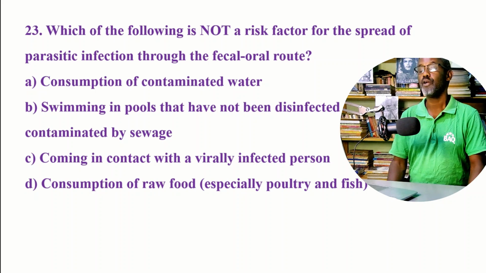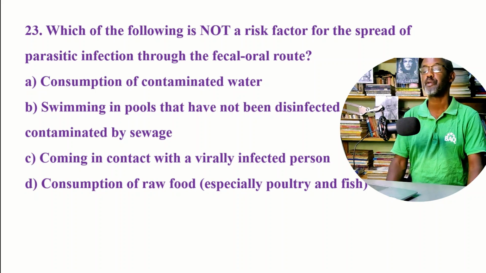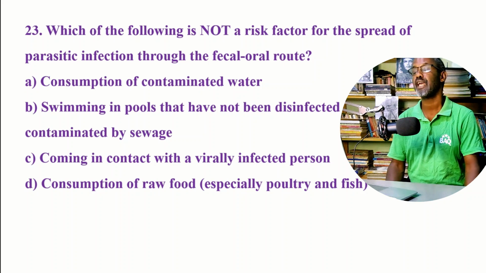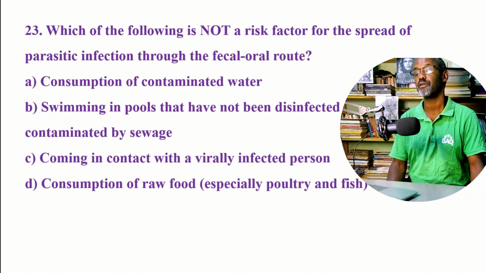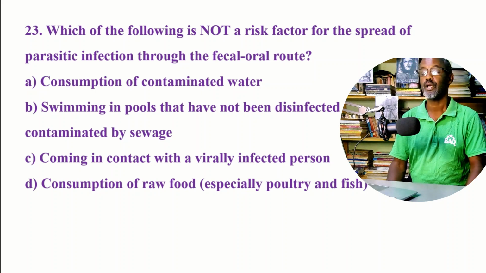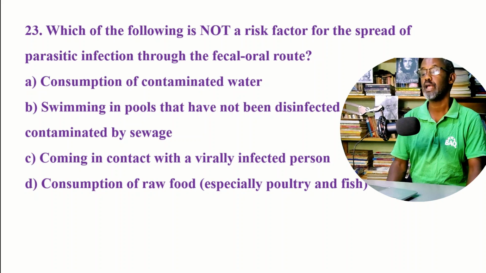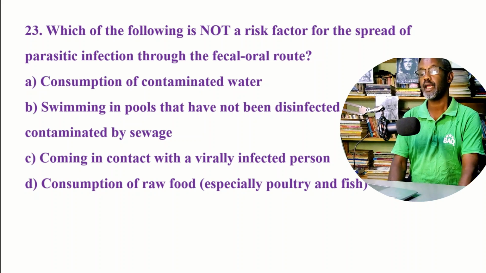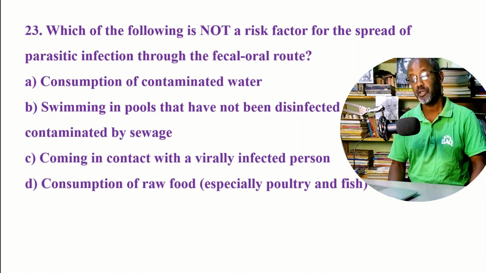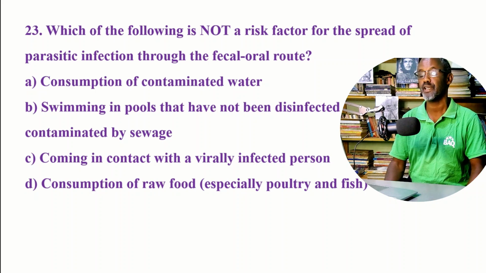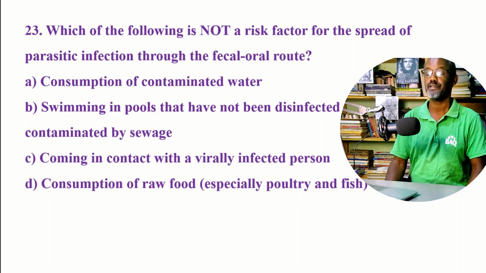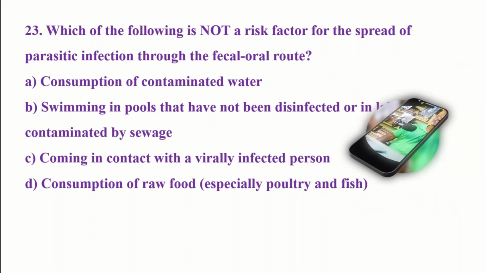Question 23. Which of the following is not a risk factor for the spread of parasitic infection through the fecal oral route, through contamination from feces? Underline the term parasitic infection. A. Consumption of contaminated water. B. Swimming in pools that have not been disinfected or in lakes contaminated by sewage. C. Coming in contact with a virally infected person. D. Consumption of raw food, especially poultry and fish. The answer clearly is C. Coming in contact with a virally infected person.